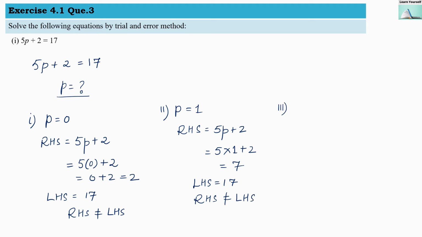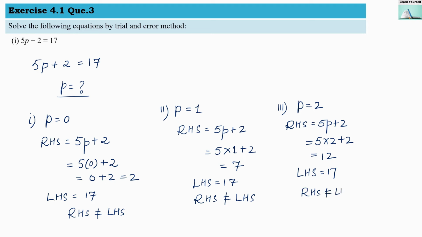Let us take p equals 2. So RHS here is 5p plus 2. When we substitute p's value, we will get 5 into 2 plus 2. So 5 into 2, 10, plus 2 is 12, whereas my LHS is 17. So RHS is not equal to LHS. So this equation doesn't hold true for p equals 2 also.